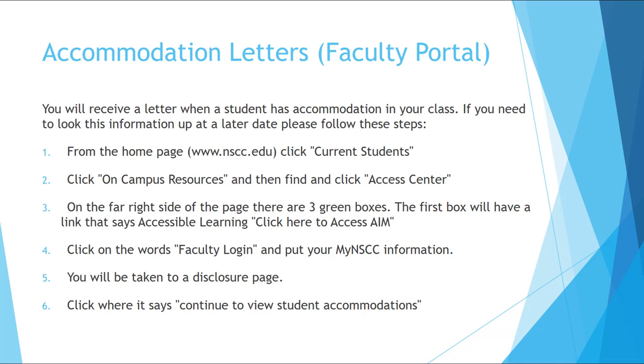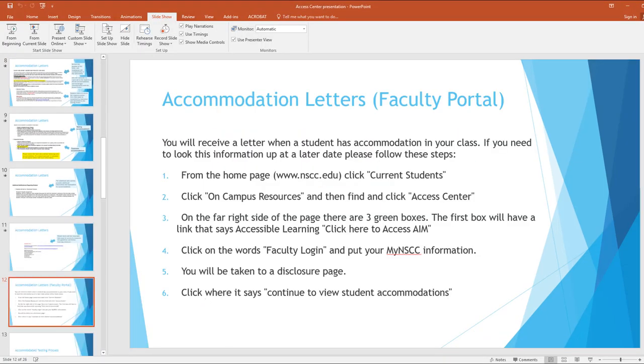On the far right side of the page, there are 3 green boxes. The first box will have a link that says Accessible Learning. Click here to access AIM. Click on the words Faculty Login and put in your My NSCC information. You will be taken to a disclosure page. Click where it says Continue to view student accommodations. Let me show you a bit of what this will look like.